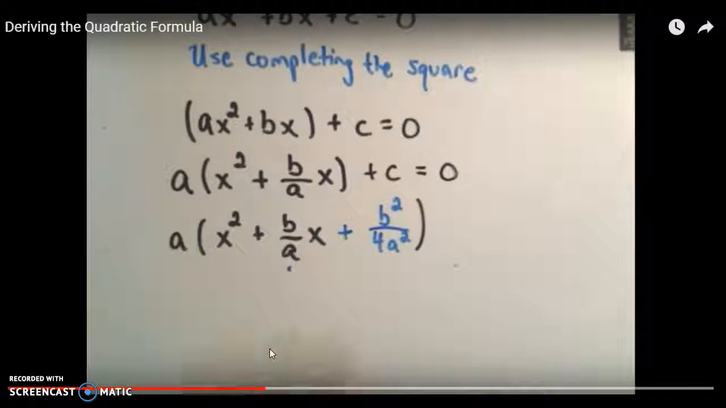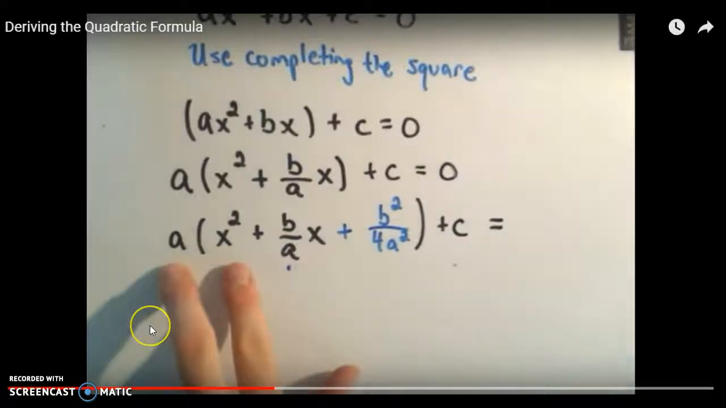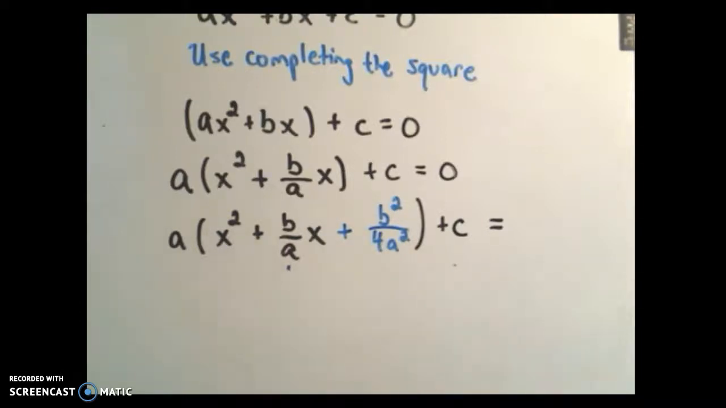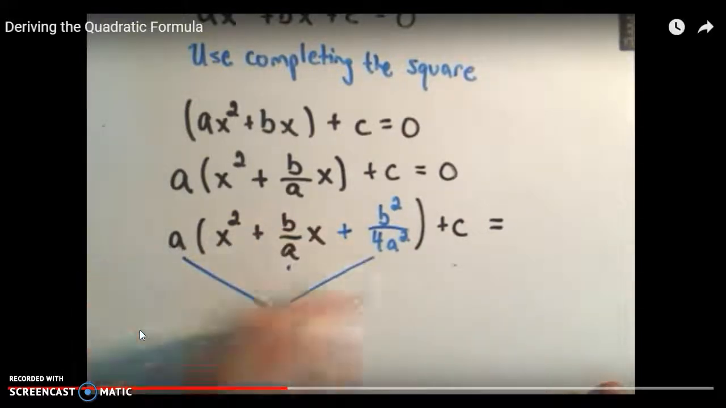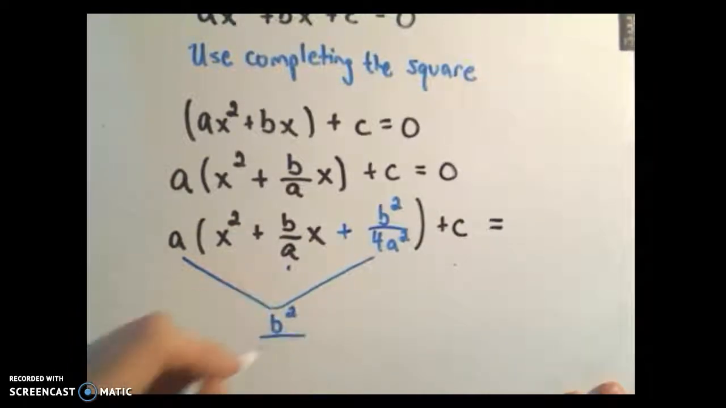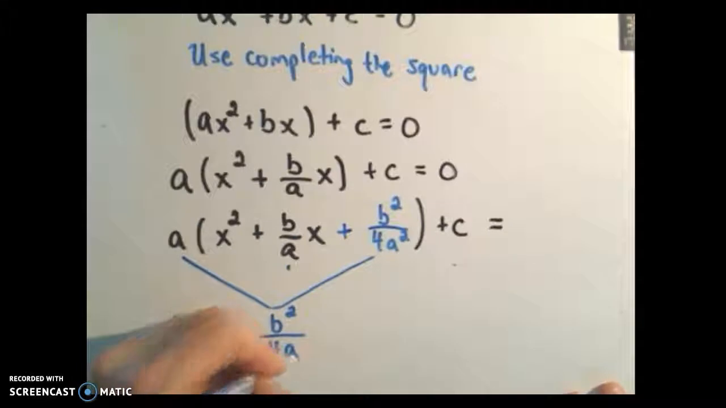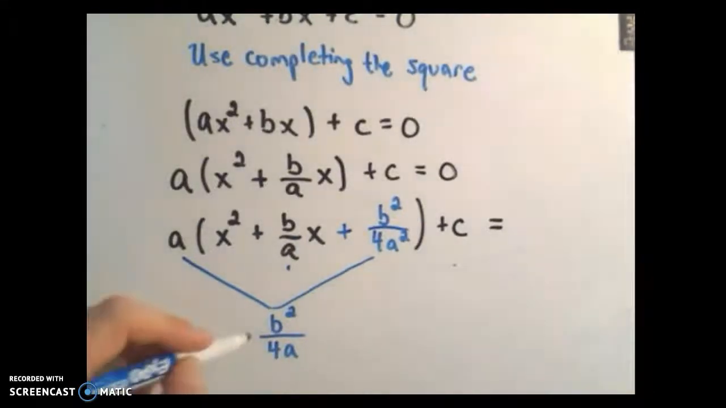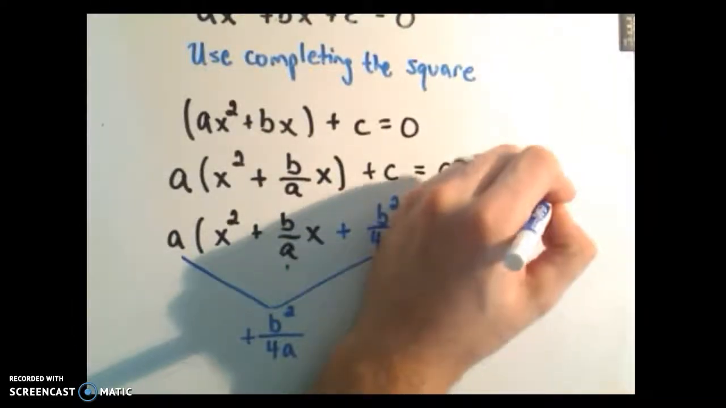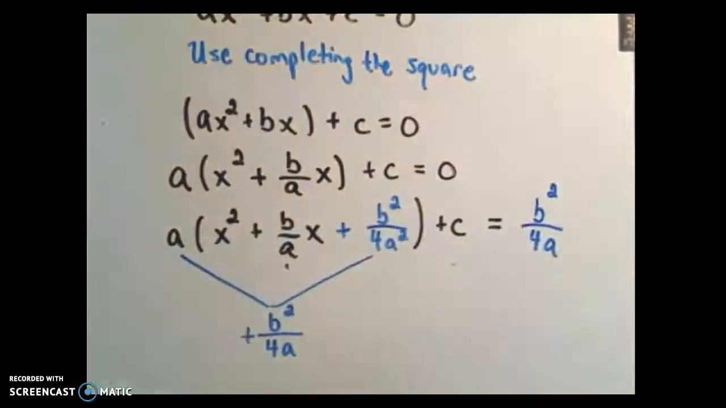I've got to be a little more careful here. I've still got my plus c hanging out, but if you distribute this out, I'll get my ax squared, my bx term, and my plus c is still there. But I'm going to get something extra when I multiply a times the b squared over 4a squared. If I multiply this out, I'll be left with b squared on top. One of the a's will cancel out, so I'll just have 4a on the bottom. So really I added the number b squared over 4a to the left side. To keep things even, I'm going to have to add b squared over 4a to the other side as well.